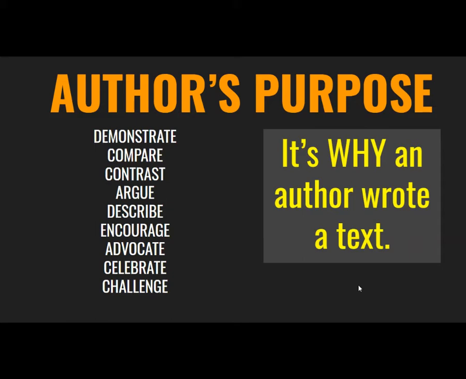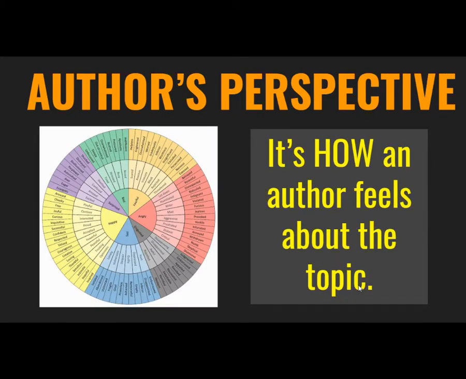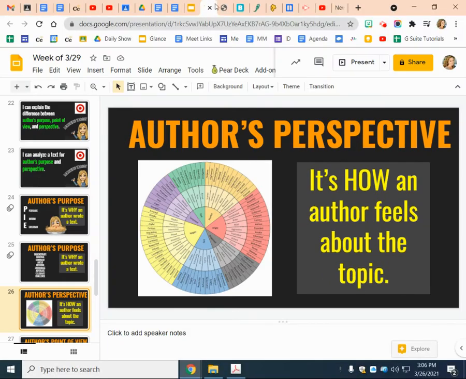And then we also need to review perspective. Remember, perspective is how an author feels about the topic they wrote about, okay? And sometimes teachers will call this tone. So I like to use my wheel of feels, and I have linked that into today's assignment so that you can use it as well, so that you can find just the right word that demonstrates the author's feelings about the topic for this article. So let's take a look at the assignment.